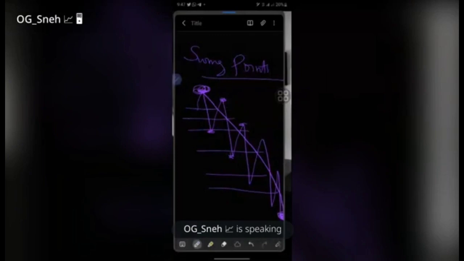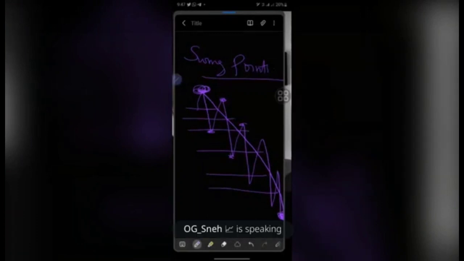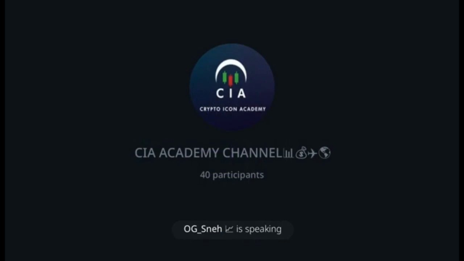For uptrend, you draw from what? From the lowest swing to the highest swing for uptrend. For downtrend, from the highest swing to the what? To the lowest swing. Any question?